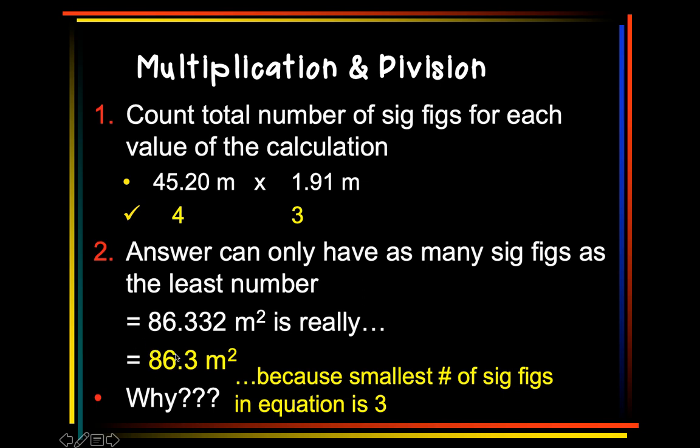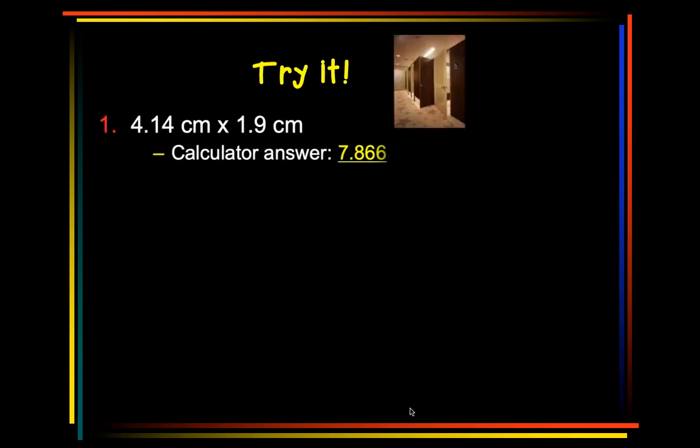So it's still the same math equivalent, right? 86.332, same math as 86.3. But the difference is you need to figure out what part of this math answer is true in science. That's the new thing you're kind of thinking about. All right, let's try a couple more examples of this.